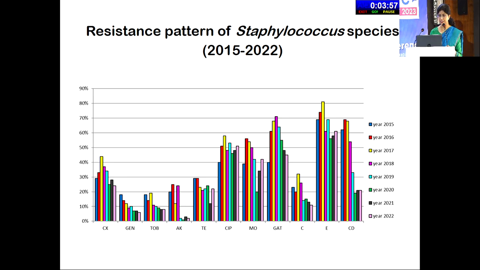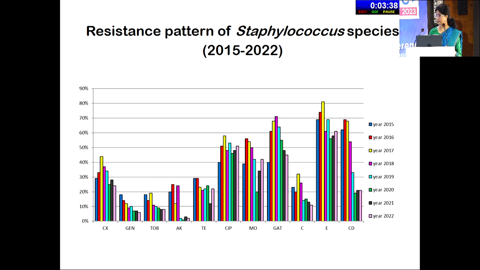Good susceptibility is seen against gentamicin, tobramycin and amikacin, which are the aminoglycosides, and also against tetracycline and chloramphenicol. And in case of aminoglycosides, we are also able to see a downward trend over the years, that is, increasing susceptibility in the recent years.